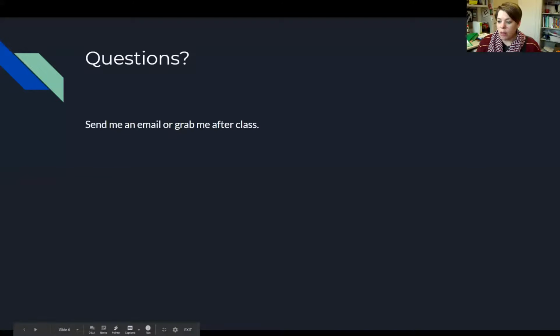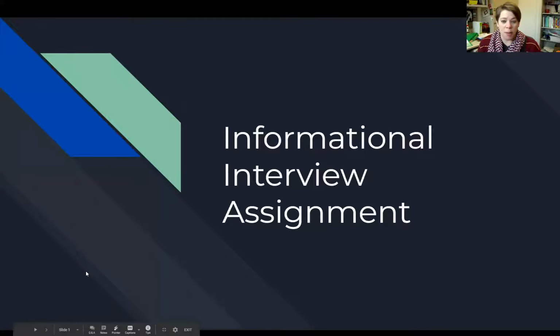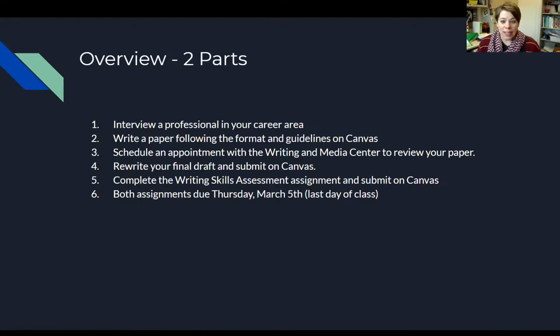So what I'm going to do is share my screen and go through a few more things with you. We're just going to talk about the informational interview assignment in general so you can understand what you need to do. These list out the steps. There are two parts. Part one is to interview a professional. Part two, after the interview is over, is to write a paper about it.